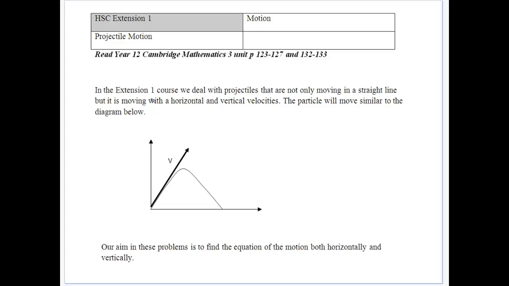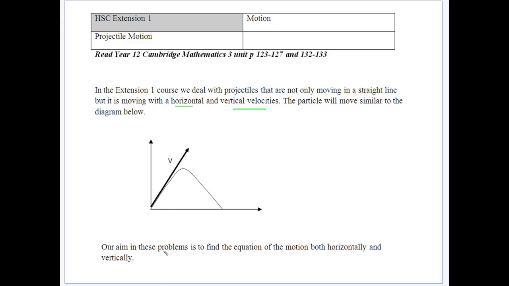Now we want to look at what we call projectile motion. And the idea here is that we're not just dealing with something moving in a straight line, which is what all our motion in our course has been about so far. But now we want to deal with a particle that's moving in two dimensions. So it moves with horizontal and vertical velocity. And so we get a particle that's going to move in this type of shape.